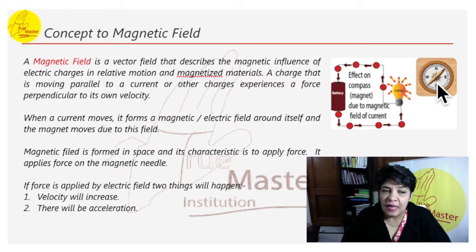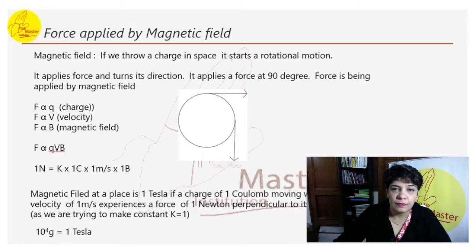If force is applied by an electric field, two things will happen: velocity will increase and there will be acceleration by the electric field. And what will happen with the magnetic field? The direction will change. We will see that. In case we throw a charge in the magnetic field, the magnetic field applies force and changes its direction. The force is applied at 90 degrees.